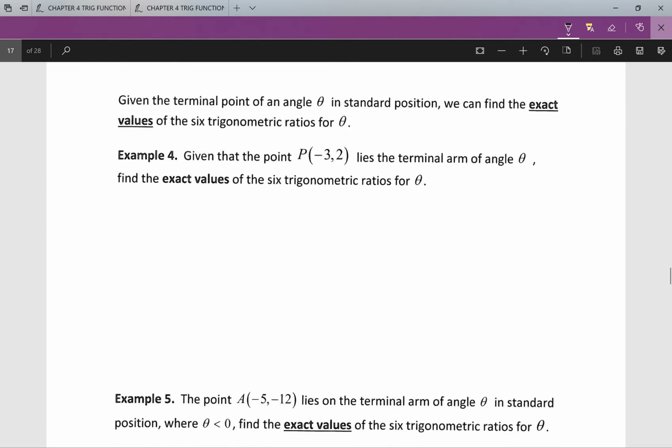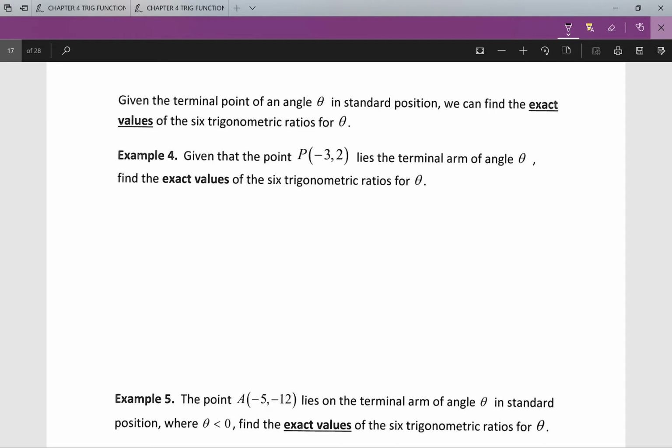Now, these questions are actually pretty cool. Given the terminal point of an angle theta in standard position, we can find the exact values of the 6 trigonometric ratios. So these ones are kind of like our harder questions of the one that I skipped up there. Given that the point P, negative 3, 2, lies on the terminal arm of angle theta, find the exact values of the 6 trigonometric ratios.